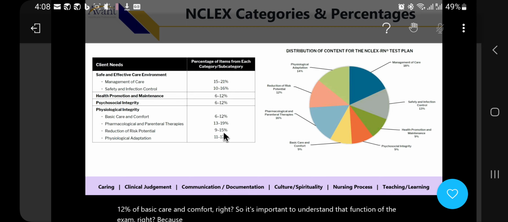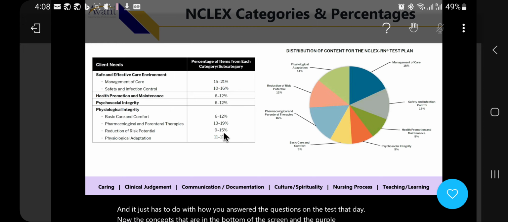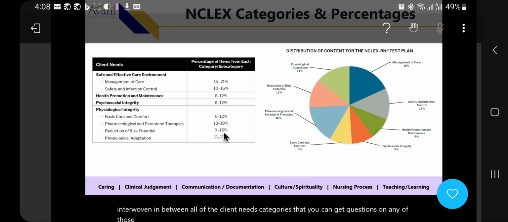Because sometimes people feel like they got so many questions from these smaller sections, and it just has to do with how you answered the questions on the test that day. Now, the concepts that are in the bottom of the screen in the purple section, those are interwoven in between all of the client needs categories, and you can get questions on any of those concepts and any of the categories, right? So that's part of how it is distributed as well.